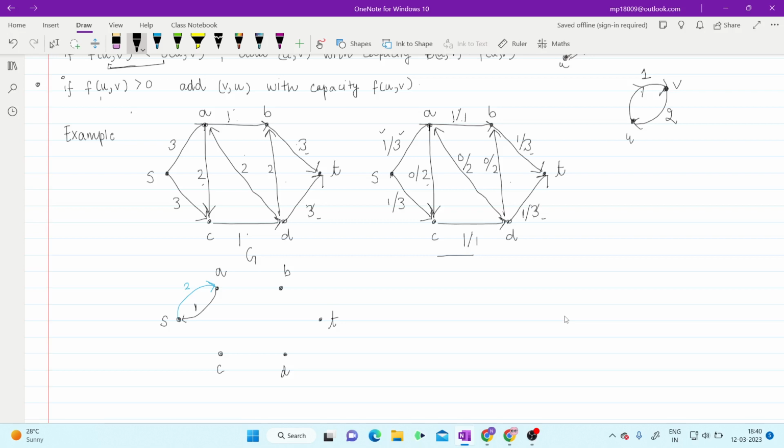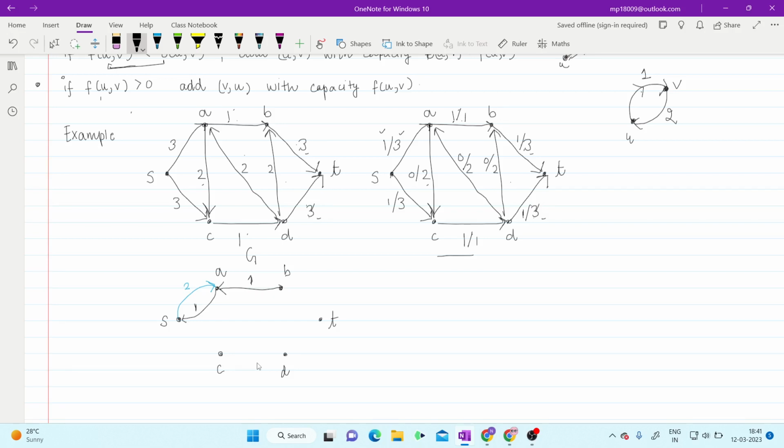Okay. Now what about AB? What all edges should be added for AB? What do you think? In the residual flow for AB, what all edges should be added? Only a backward edge will be there. Backward edge only. Yes. So you see, B to A. Because the first condition is not satisfied, flow is equal to the capacity, so we don't have a forward edge, but flow is strictly greater than 0, therefore we'll have a backward edge.